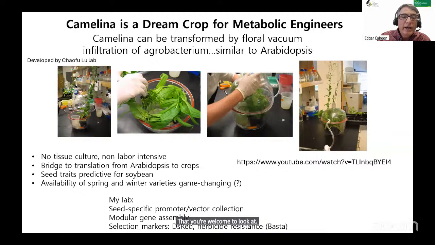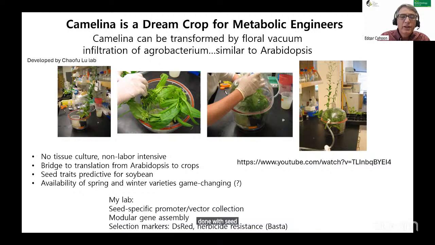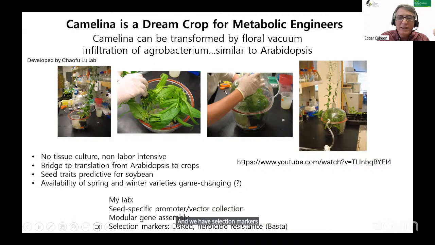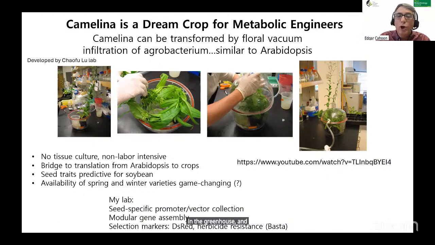And in my lab, we largely work on seed traits. What you'll hear from Hyojin is done with seed-specific promoters. We do modular gene assembly. We use Golden Braid generally for stacking our genes. And we have selection markers like DsRed for glowing seeds and herbicide resistance with BASTA generally. And so in this pipeline, you infiltrate the camelina. If you use DsRed, you just let the seeds set in the greenhouse, and then you can look for glowing seeds, and those will be transformed seeds.